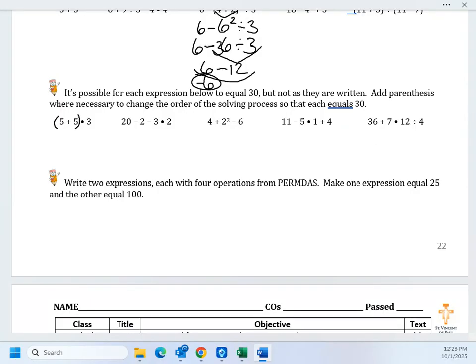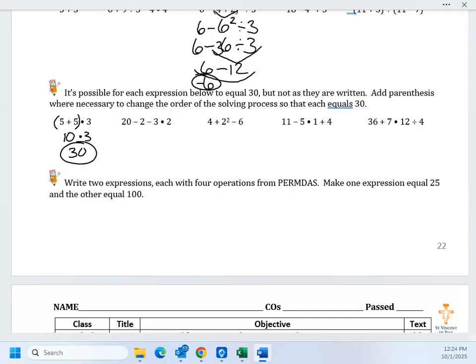Because if we were at 5 plus 5 times 3, the first thing I would do would be 5 times 3 is 15. Plus 5, 15 plus 5 would be 20, not 30. So I have to put parentheses in there. Now the first thing I do is what's inside those parentheses. 5 plus 5 is 10 times 3. Oh, look, my answer is 30.